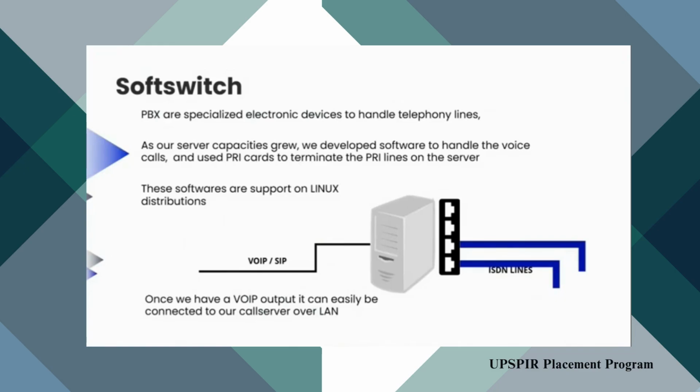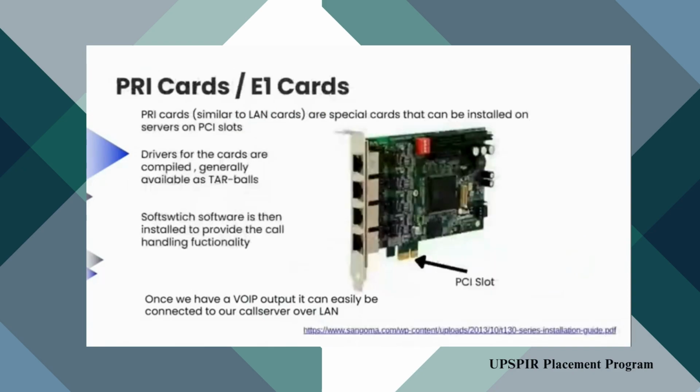Now to terminate the E1 lines, we needed a special card because E1 is a separate technology. So people developed, yeah, so this is the E1 card. As you can see, it comes in various form factors. So one port, 2 port, 3 port, 4 port, even 8 port cards are there. One port means one E1 line can terminate. One E1 line means 30 concurrent calls can be made.